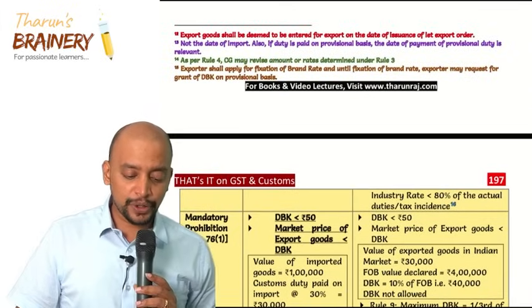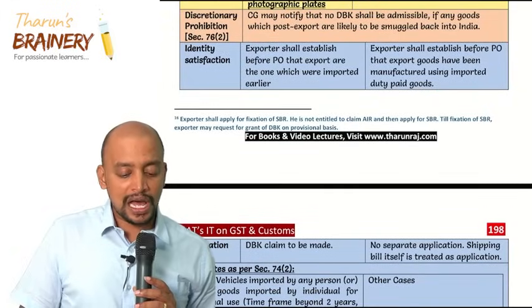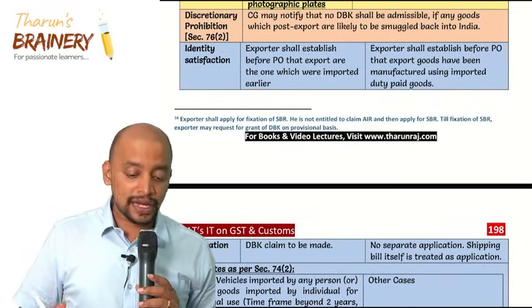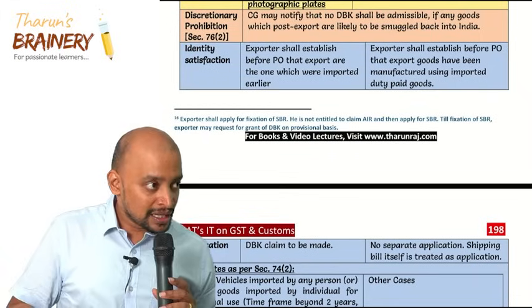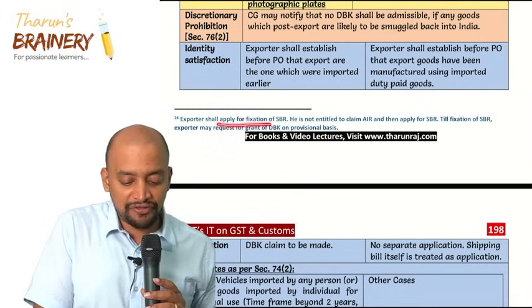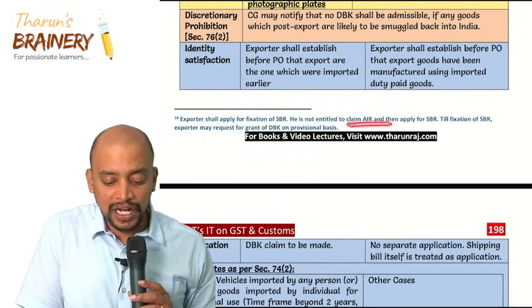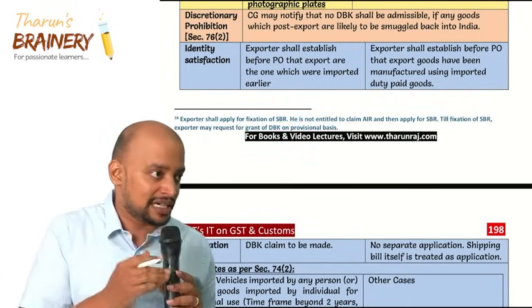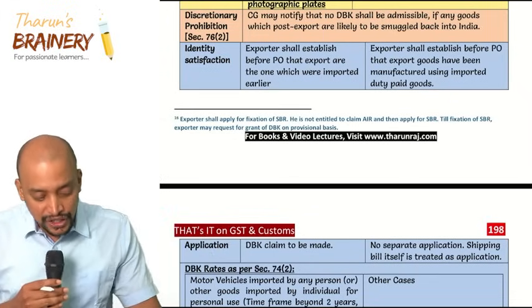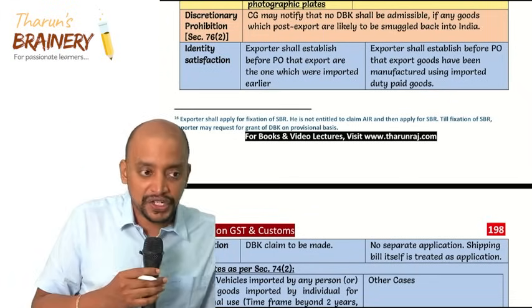And one important point you should remember that we should not go for all industry rate and then again go for special brand rate. So we need to do the computation before. So exporter shall apply for fixation of special brand rate. He is not entitled to claim all industry rate and then apply for special brand rate. It will not work that way. First, he needs to compute and see, is all industry rate beneficial for him?